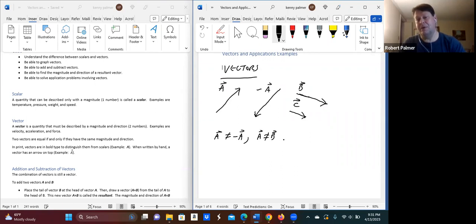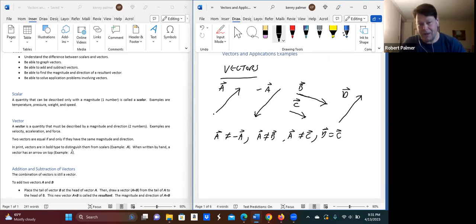And then, of course, A is also not equal to C, and B is not equal to C. Those are all different vectors because they either have different magnitudes or directions or both. Okay. Now let's do one more vector, and I'll do my best to try and draw it the same. This is vector D.